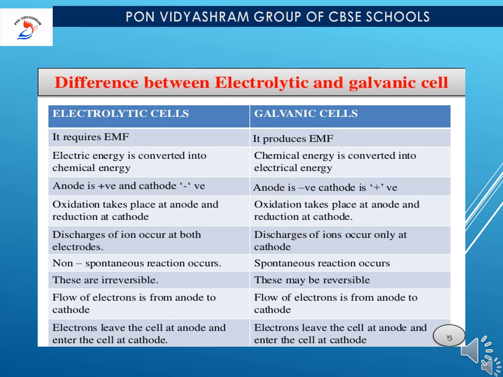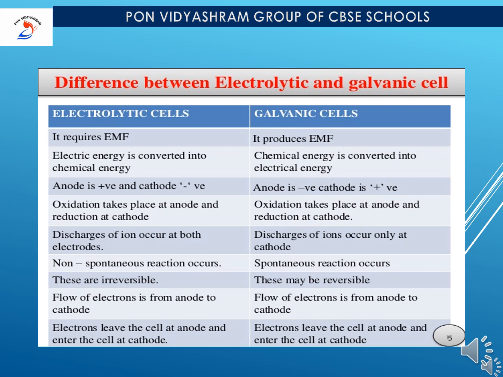Next one, very simple and important from the examination point of view. The differences between an electrolytic cell and a galvanic cell. A few points we have already discussed and a few important points let me include in this. The first one: the electrolytic cell requires EMF, electromotive force, whereas the galvanic cell produces EMF. What is the meaning? In an electrolytic cell, electric energy is converted into chemical energy. Whereas in a galvanic cell, chemical energy is converted into electrical energy. Just now we have discussed it.